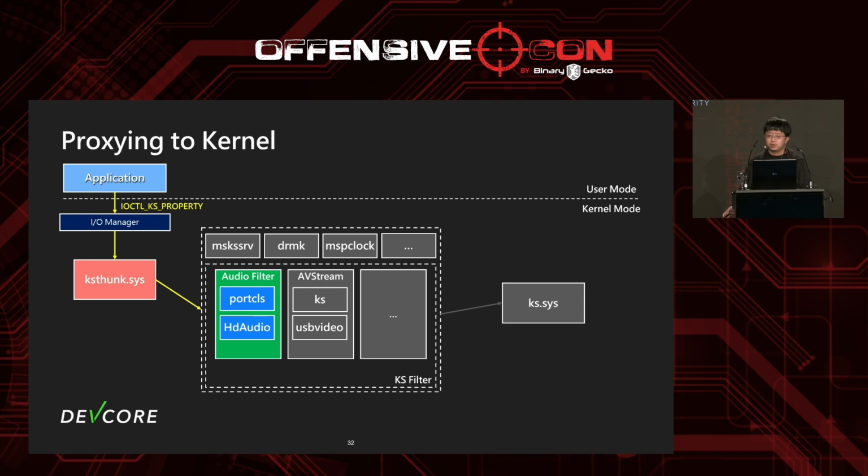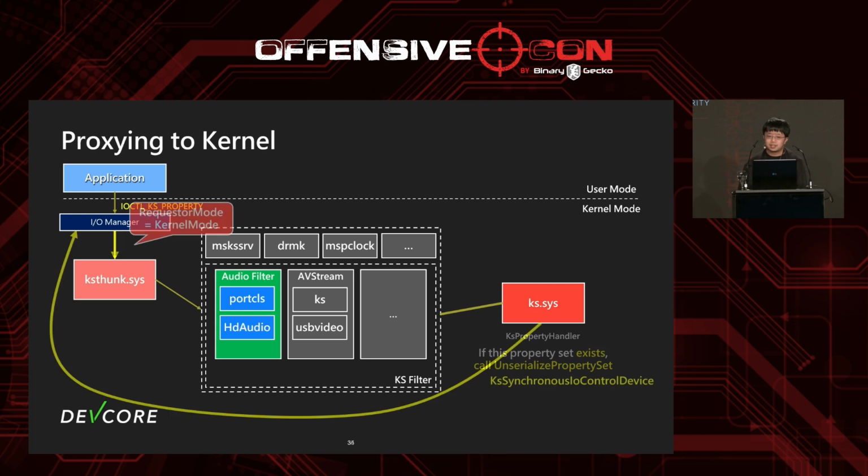After sending it to the audio filter, if it is a KSPROPERTY request, it will be handled by KS. KS will check whether the property set we provide is supported by the audio filter. If the property is supported and is set with the uninitialized set flag, the uninitialized property set will be used to handle this property. It will send an IOCTL with our control data again.